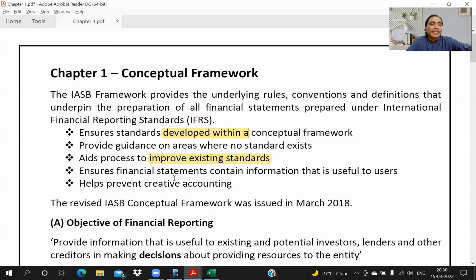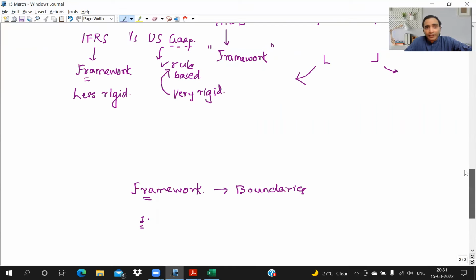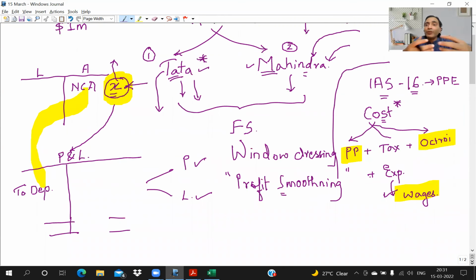And last but not the least, it helps prevent creative accounting. So my dear students, it's really good to be creative, but it's not good to be creative with your accounting. Creativity and accounting don't go hand in hand. So what is creative accounting? Creative accounting is manipulation of your books of accounts. Remember the Tata and Mahindra example that I gave you? That is called creative accounting. If I want my profit to be very attractive, I will resort to window dressing. I will try to tweak some accounting policies in such a way that my profit is very attractive. It is overstated. And investors are basically investors.